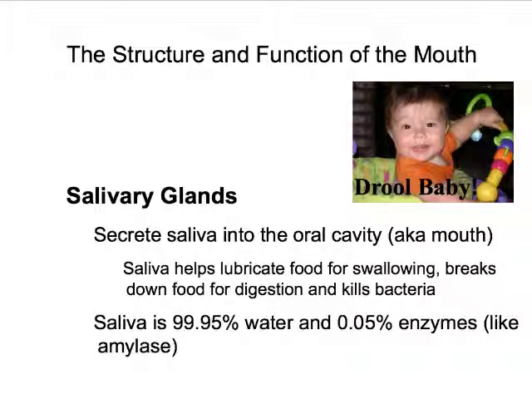Now in the mouth region we also have salivary glands. These guys aren't actually in the oral cavity itself. They sit outside the oral cavity in the skull. But they're going to secrete saliva into the oral cavity, and again that's going to help lubricate the food for swallowing, and it also breaks down food for digestion and also helps kill bacteria. So saliva is 99.95% water and about 0.05% enzymes like amylase.